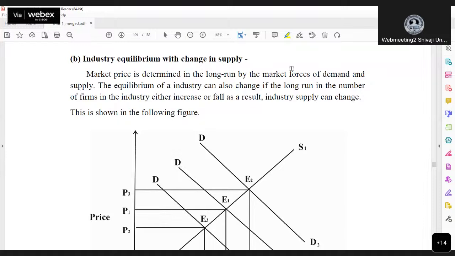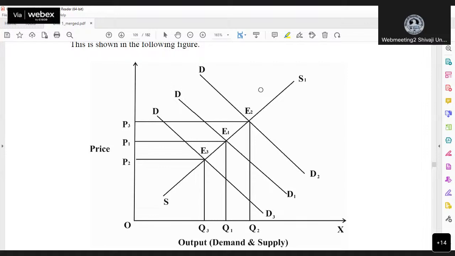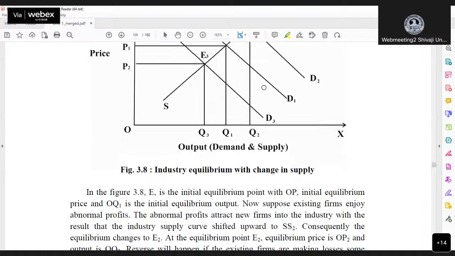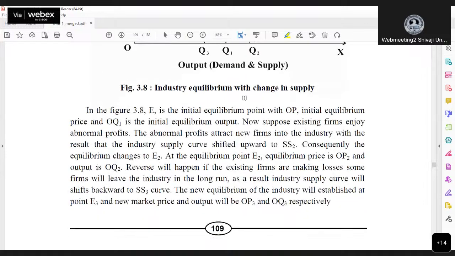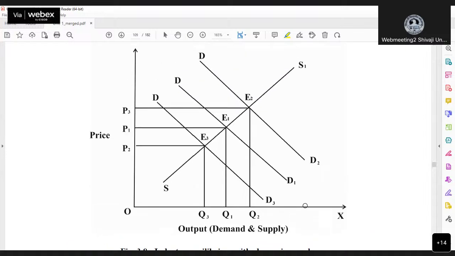Change in supply. For that purpose, you have to draw this graph and give a description of it. If you observe the description given in your self-learning material, the same description you can write in your examination: that on the x-axis it shows the output, that is demand and supply. Then the y-axis shows the price.